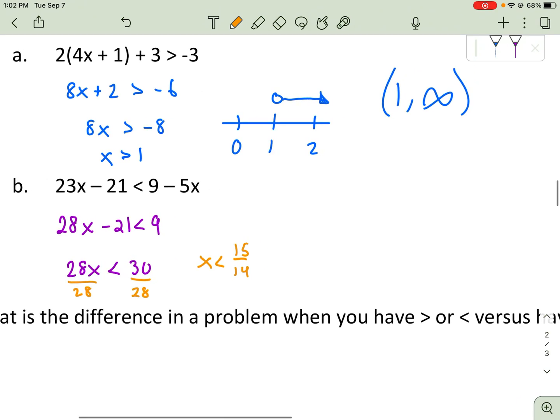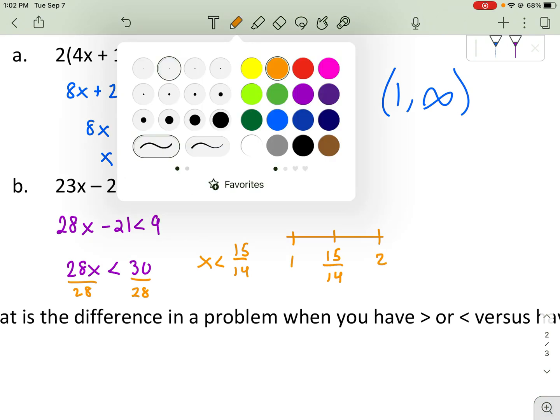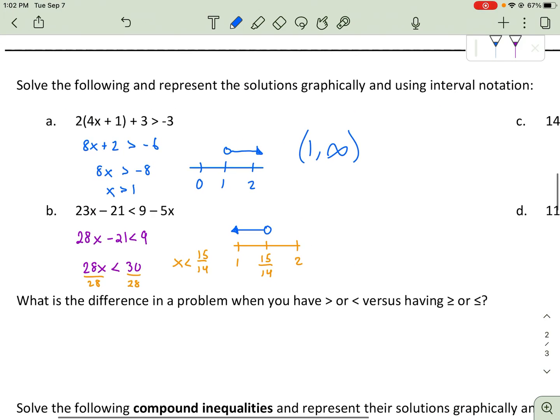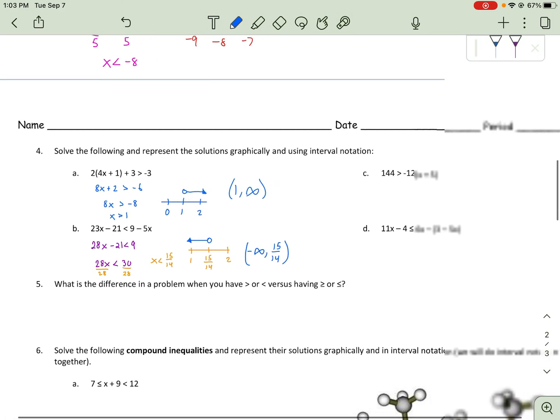So hopefully, on a number line, this one's kind of weird because it's a fraction, but the number line doesn't have to be drawn to scale. So that's 15/14, which I know is bigger than 1. So I can just put 2 here and 1 over here. Again, the spacing isn't correct, but that doesn't matter to me. And then we can go starting with 15/14, numbers less than that, which are this way. So our number line looks like that. And then our interval notation is the smallest number is negative infinity, as we talked about earlier, and then up to 15/14, not equal to.